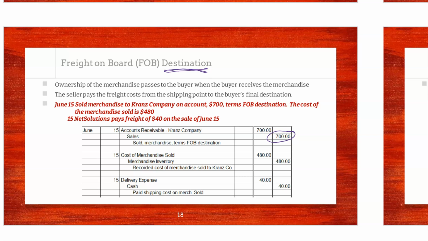Okay, now on the 15th, we're also going to record the freight of this. Okay, and that's going to fall into a category called delivery expense. And just like all of our expense accounts, if you think about the T chart, okay, it's going to be an increase on the debit and a decrease on the credit, okay? So it's going to be a debit to delivery expense for $40 and then a credit to cash. Okay, so that is freight on board destination.